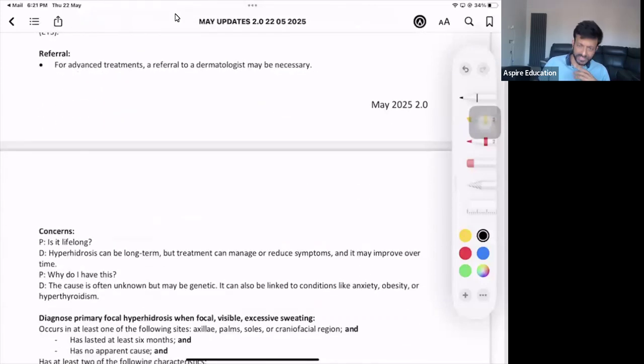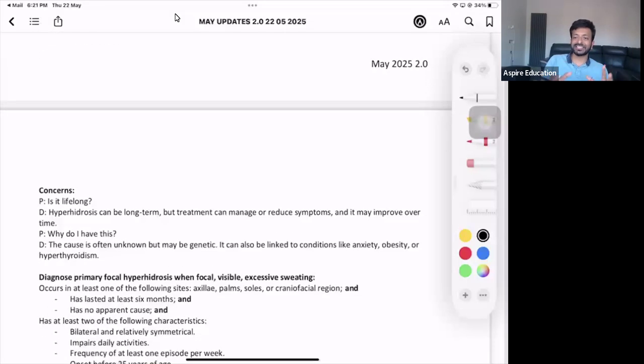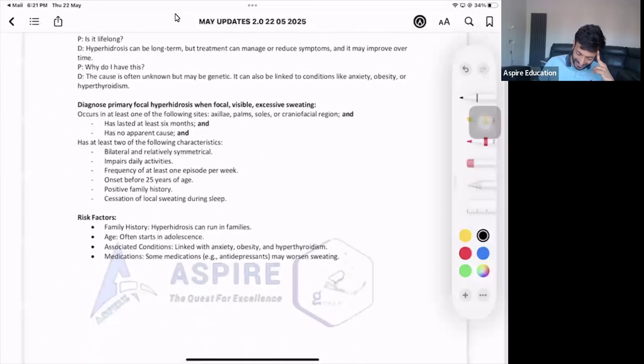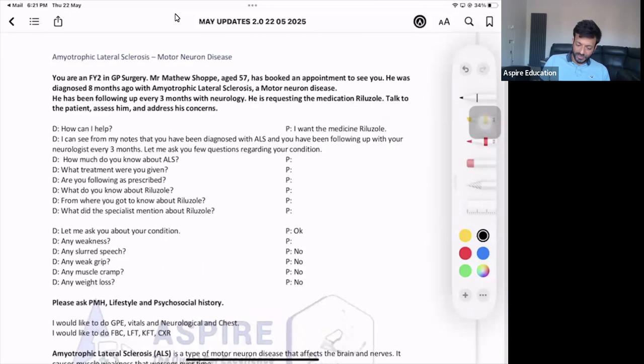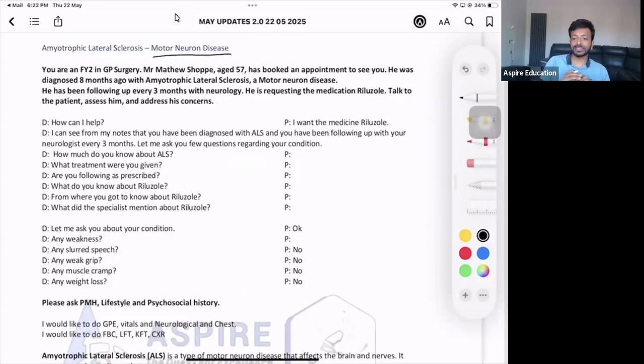Okay. Hyperhidrosis, we haven't seen for a very long time in the exam. And don't worry, there's a detailed video already on YouTube, so you can have a look if you have to. Now, this station, let's go a bit more into riluzole. I think you have seen in the last few exams, this station has come again and again. The patient is requesting riluzole for motor neuron disease.